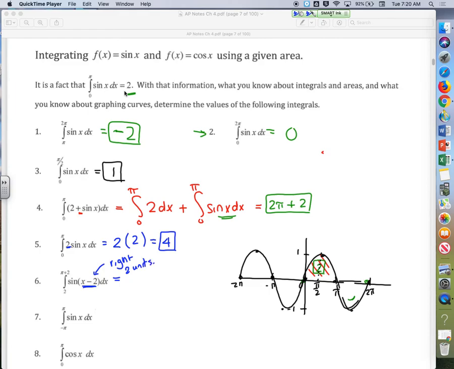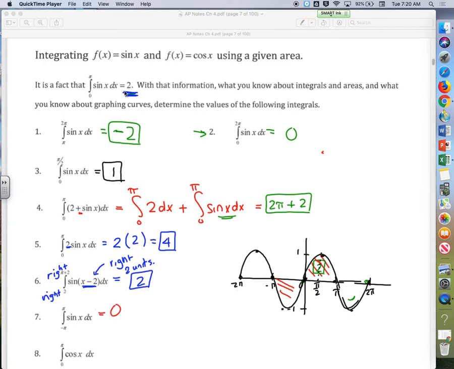This one, they change this inside, x minus 2, that just shifts the graph right 2 units. But then look at the bounds. Instead of being 0, this bottom bound is now 2, which shifted right 2 units. And pi plus 2, right 2 units. So the whole graph is shifted to the right 2 units, but nothing else has changed. So it's still going to have that same original area of 2. The next one, negative pi to positive pi. So negative area, positive area gives us 0.